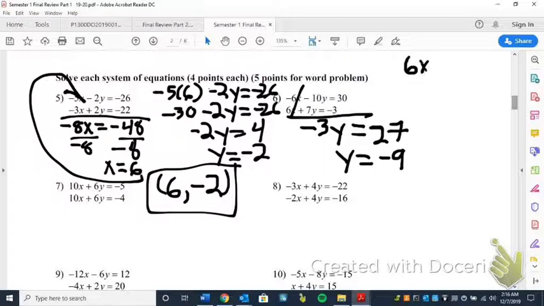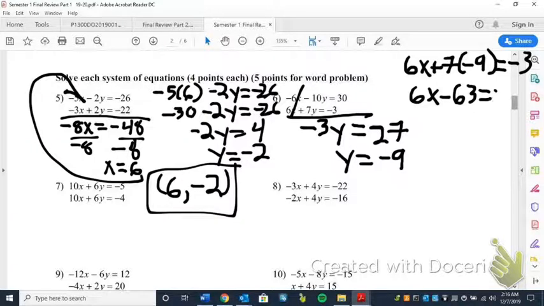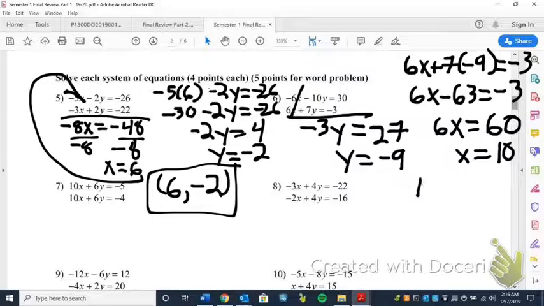Then take that negative 9 and plug it into one of my equations. So I plugged it into the bottom one. 6x plus 7 times negative 9 equals negative 3. 6x minus 63 equals negative 3. Add 63 to both sides. I get 6x equals 60. Divide both sides by 6, and I get x equals 10. And that gives us a point of 10, negative 9.